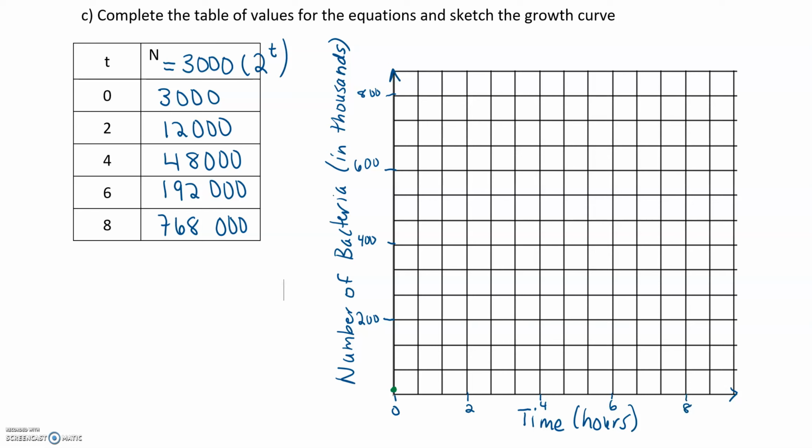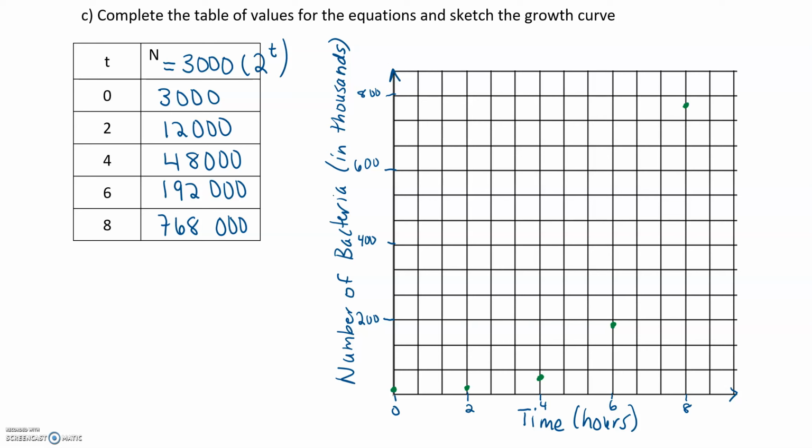And we can see here that after 2 hours, we have 12,000 bacteria. After 4 hours, we have 48,000. 6 hours, we have just shy of 200,000, so 192,000. And after 8 hours, we have 768,000.